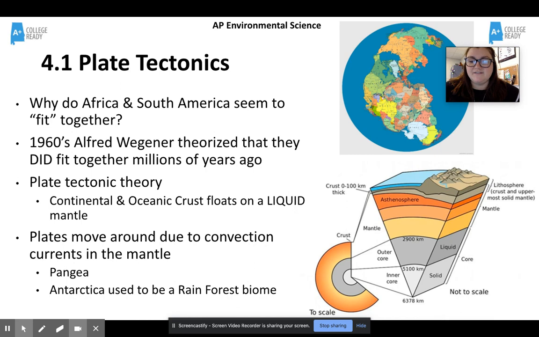Wild that Antarctica even used to be a rainforest biome. Crazy, crazy, crazy to think about. And you can see how that would be the case when you see how they're all fit together right here.